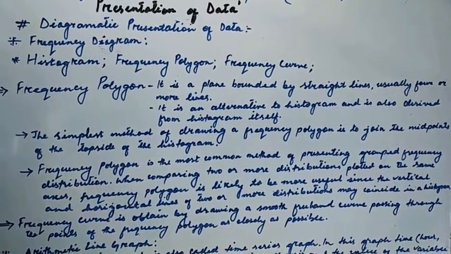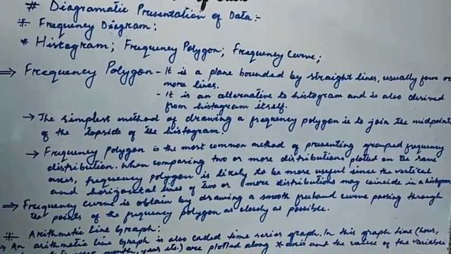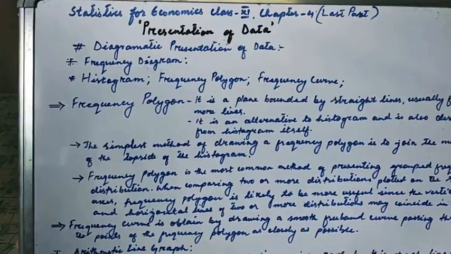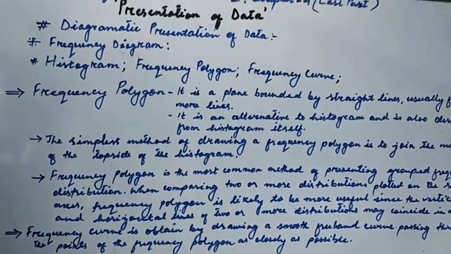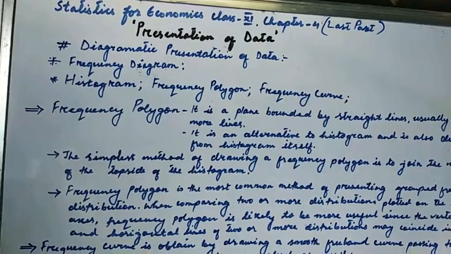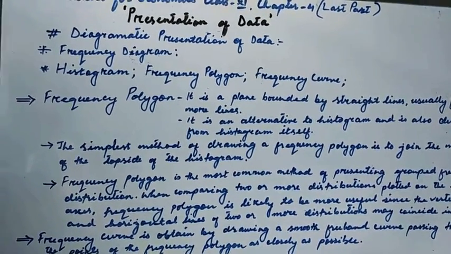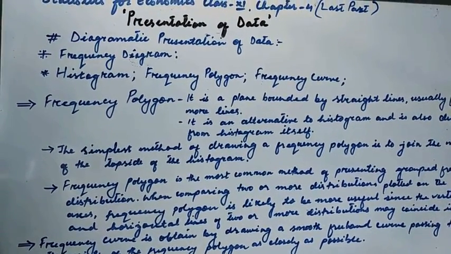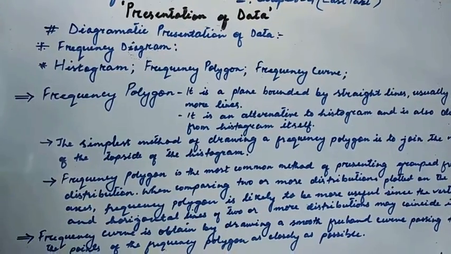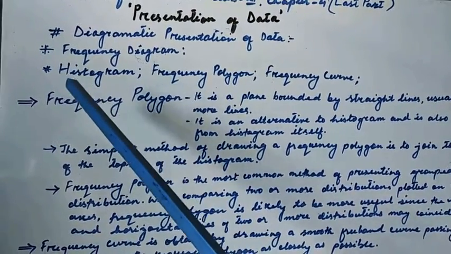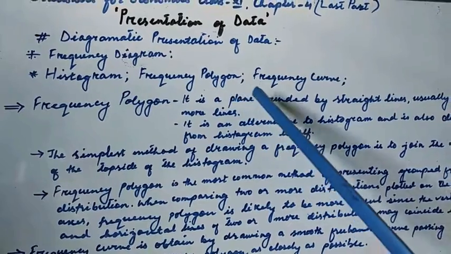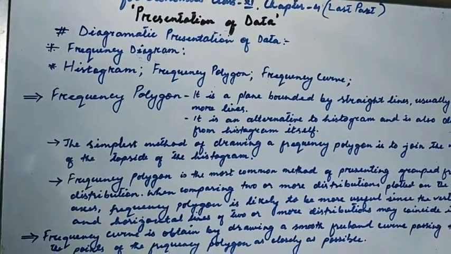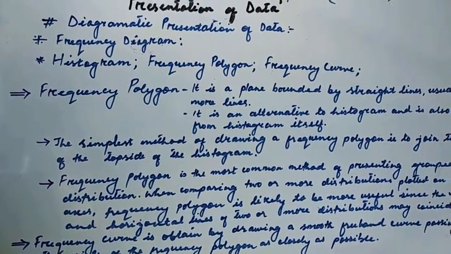So in the previous lecture, we discussed the textual representation of data, the tabular presentation of data, and even the diagrammatical presentation of data. We discussed the histogram, which comes under frequency diagram. Under this diagrammatical presentation of data, we have frequency diagram. Again, in frequency diagram, we have the histogram, then the frequency polygon, and then the frequency curve. And we discussed what a histogram is and the basic difference between a histogram and a bar diagram.